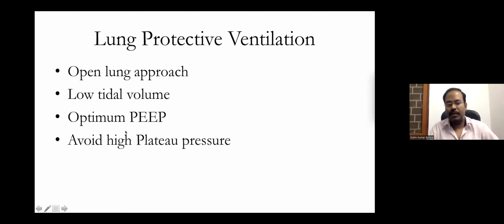Now, as far as the PEEP is concerned, how much PEEP we should set, that we need to know, which we'll call optimum PEEP. Now, what is optimum PEEP? The classical definition is PEEP at which the oxygenation will be maximum and there will not be any hemodynamic disturbances like no bradycardia, no hypotension. Now, how to titrate PEEP or what PEEP will be best for a patient, that we need to find out.